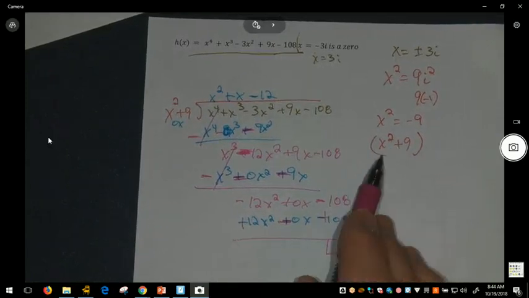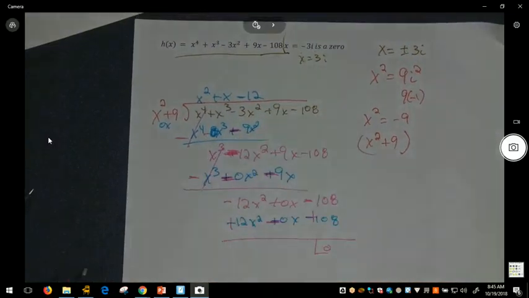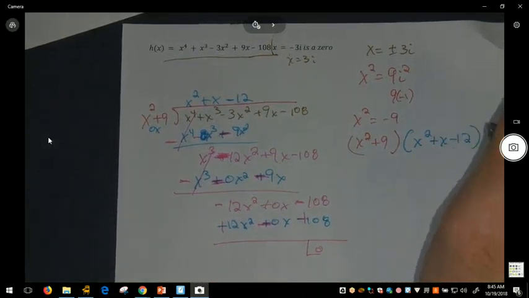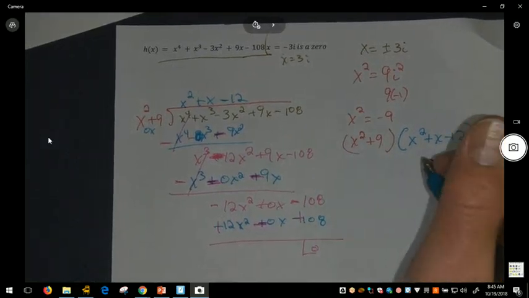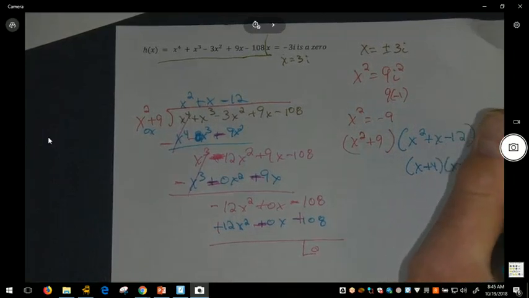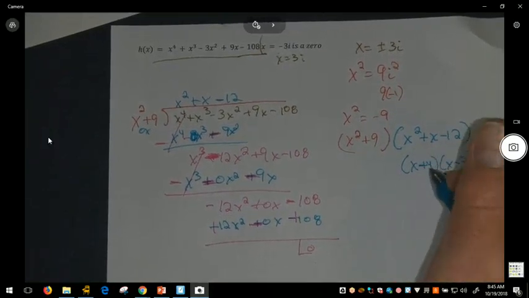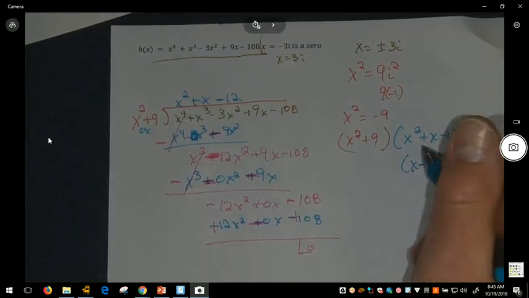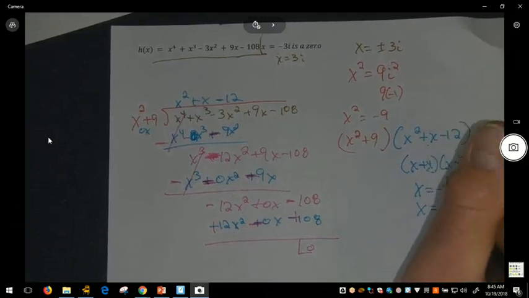So one of our irreducible factors was x squared plus 9. We built that off of this given complex zero. The other irreducible factor is x squared plus x minus 12. I don't know that that is irreducible. x plus 4 by x minus 3. We were asked to find all the zeros. Maybe this one is reducible. So this would be negative 12, positive x, negative 3, positive 4, 4x minus 3x is 1x. This one is factorable. I get x equals negative 4 and x equals positive 3.